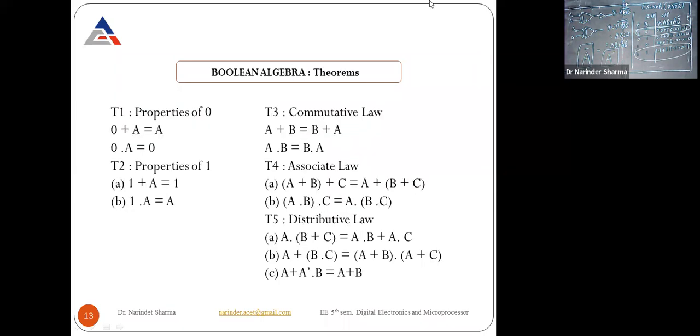These are the properties of Boolean algebra. What happens with 0: if it is being added, the value remains unchanged. If it is being multiplied, its value vanishes. Similarly, if 1 is added, its value remains 1. 1 into A, its value remains unchanged.